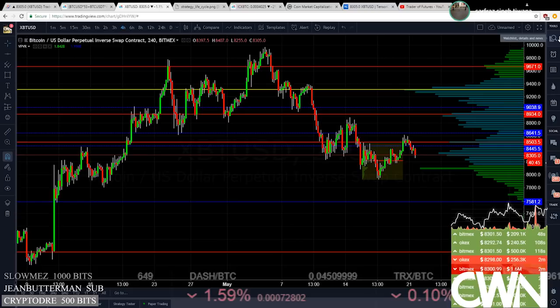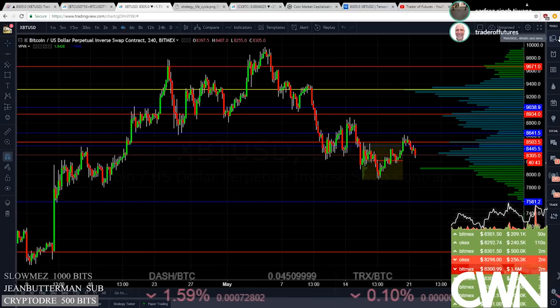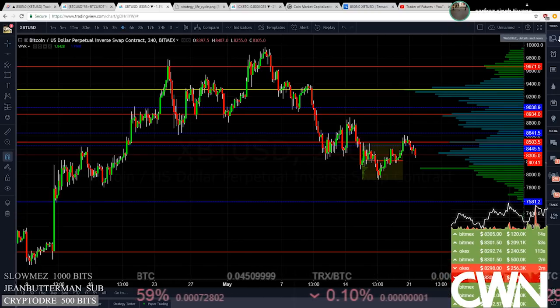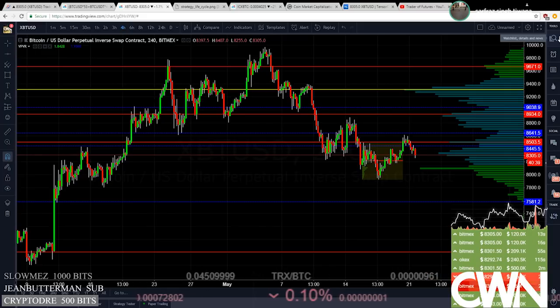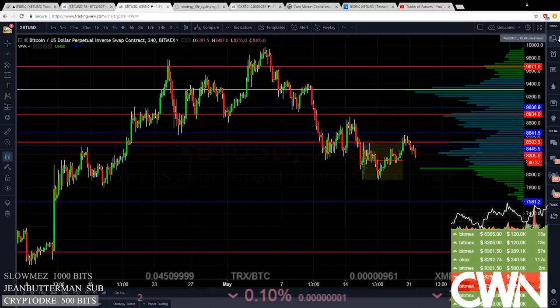For example, the price right now is 8,300, right? But okay, what if the price was 12K right now? From here, it went up to 12K. Would you be bullish or bearish?